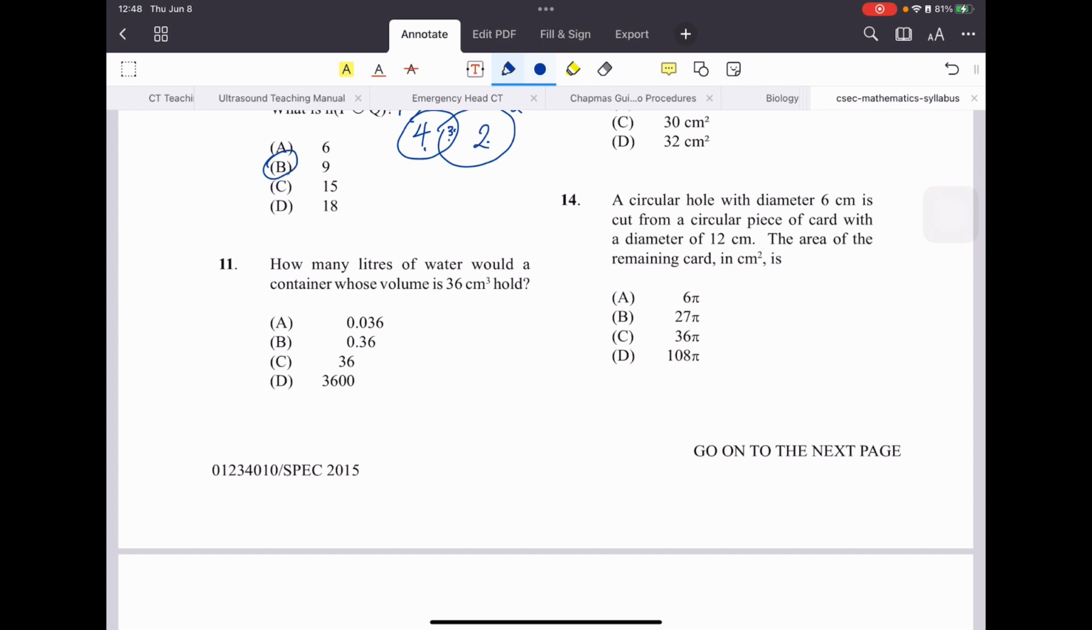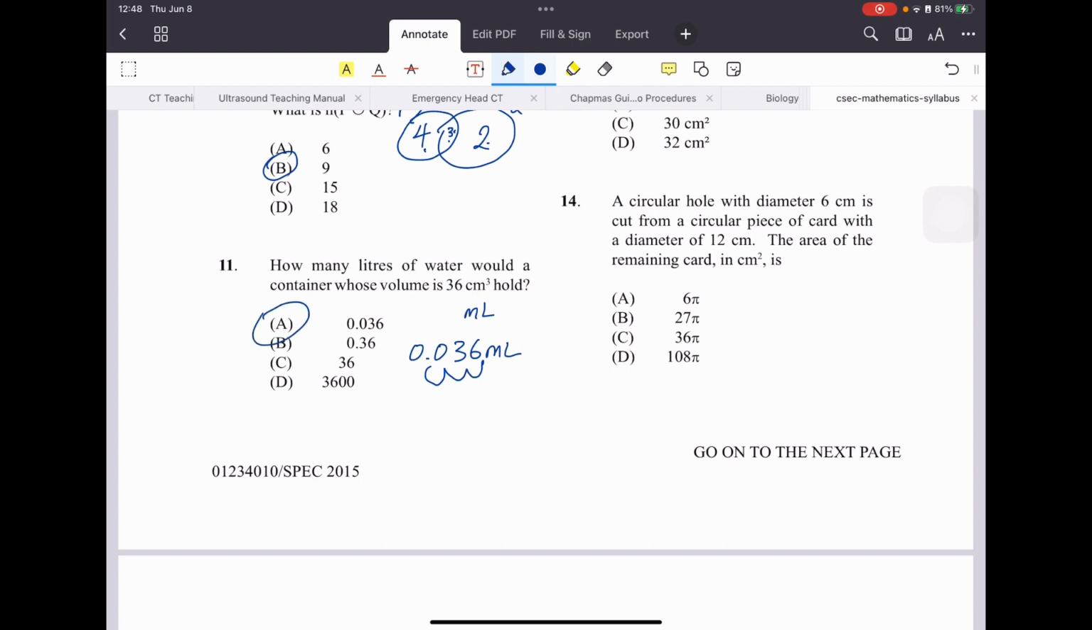How many liters of water would a container whose volume is 36 centimeters cubed hold? So centimeters cubed is equal to milliliters. So this is essentially 36 milliliters. And to convert milliliters to liters, we simply take the decimal point and move it 1, 2, 3 places to the left. You are essentially dividing by 1000. So you put your 0 here and then you put your next 0 there. So it's actually 0.036 liters. Right, remember to convert you divide by 1000.